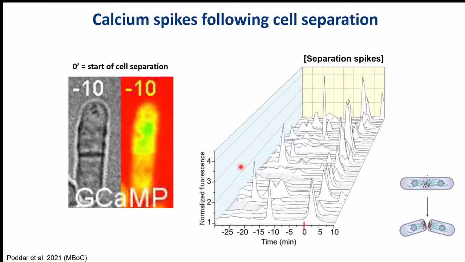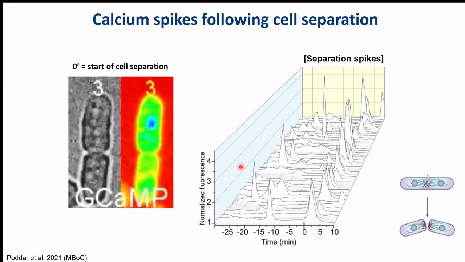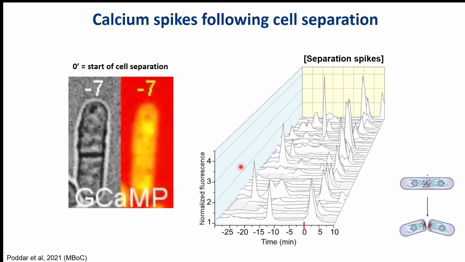Next, we found another spike that followed the cell separation. Here we imaged the cells expressing GCaMP during cell separation, and we found a calcium spike was similarly accompanied during cell separation. Here is a time-lapse video, and as time 0 is marked by cell separation, you can see the physical separation of the cell breaking up. At time 0, the cell breaks up and is marked by calcium spikes.